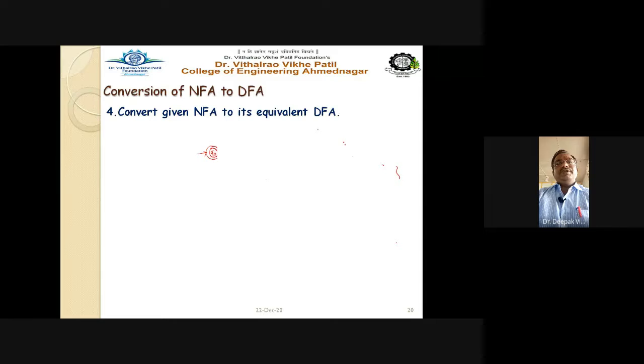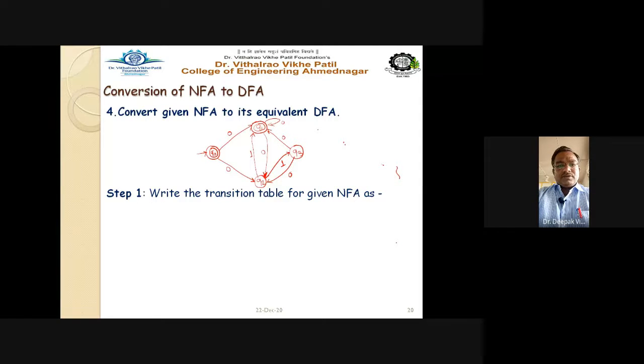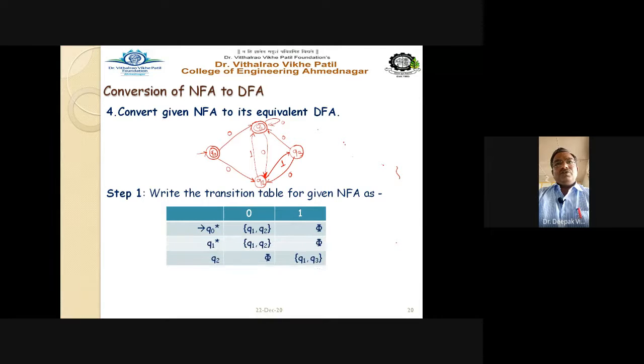The next example is given here, so we'll just quickly go through it. Step 1: as you know, first we have to write down the transition table for the given NFA, and the table is Q0, Q1, Q2, Q3. Q0 is the start state as well as a final state, that's why it is marked as both start and final state. Q1 is a final state. There are four states, and the new states are Q1, Q2 as one state and Q1, Q3 as another. So these are the two new states which we observe from the transition table.